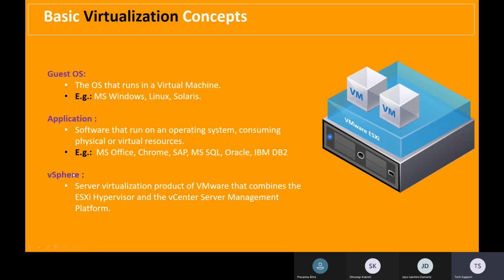And vSphere, we keep hearing the name vSphere. What is vSphere? It's just a product name. While releasing products, companies may choose different kinds of names. VMware also selected the name vSphere. It's actually the server virtualization product name. So that is the point I mentioned here: the server virtualization product of VMware that combines the ESXi hypervisor and vCenter Server, the server management platform. Today we are talking only about the ESXi hypervisor. In the next classes, we'll discuss the vCenter Server.